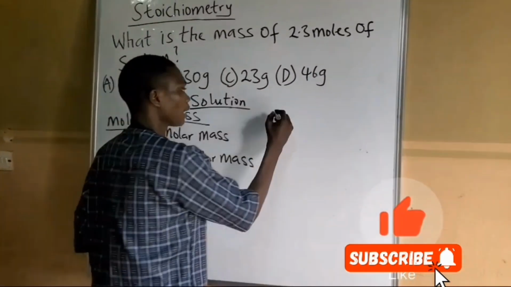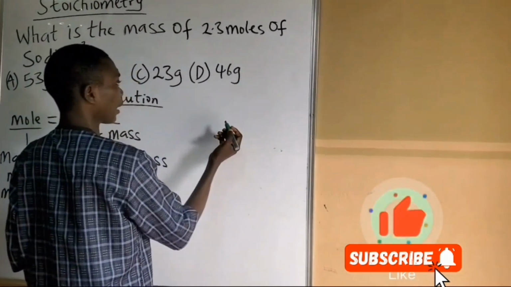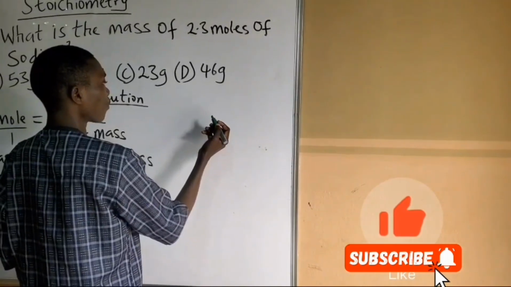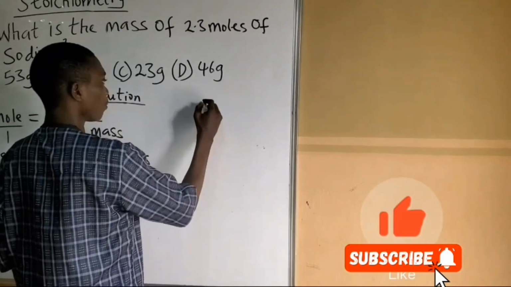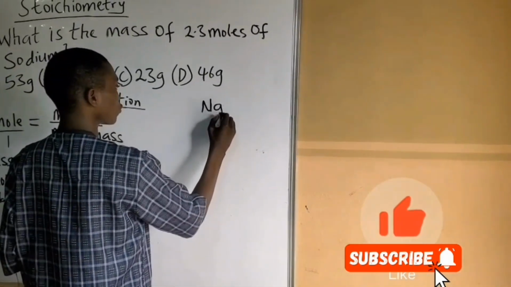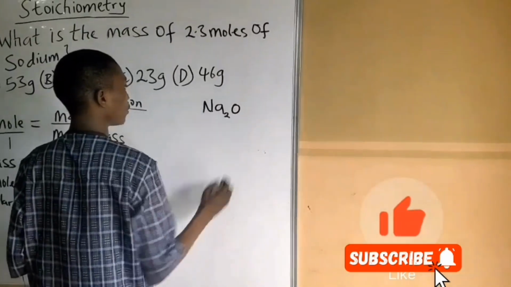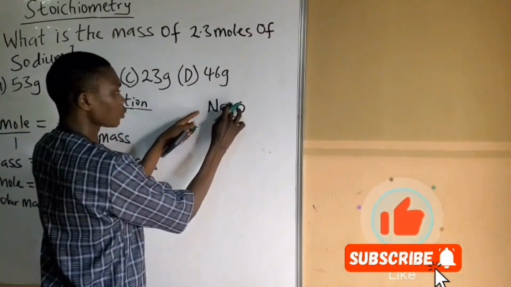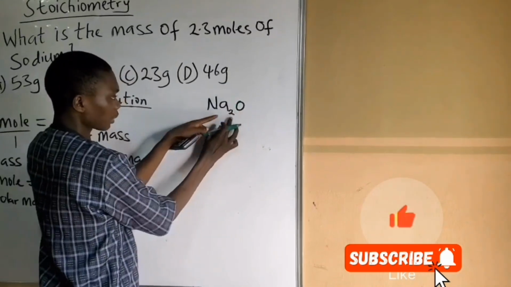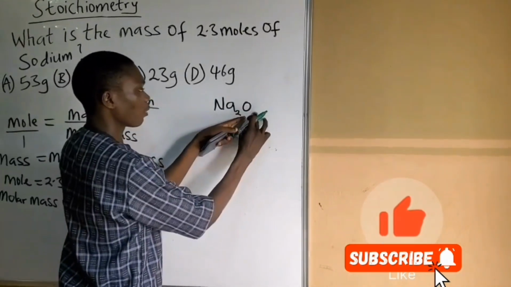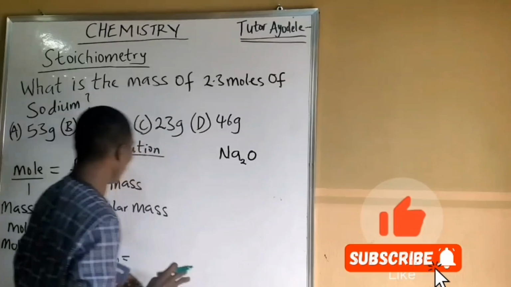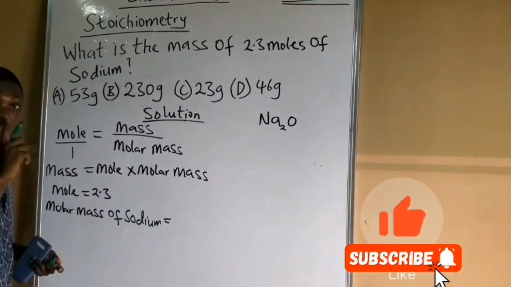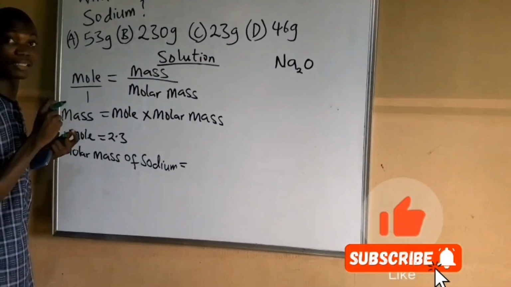Let's assume it is a compound like this. That is, it will be the mass number of sodium times 2 plus the mass number of oxygen. You will get the molar mass. But here, since this is just one sodium, you use the mass number.